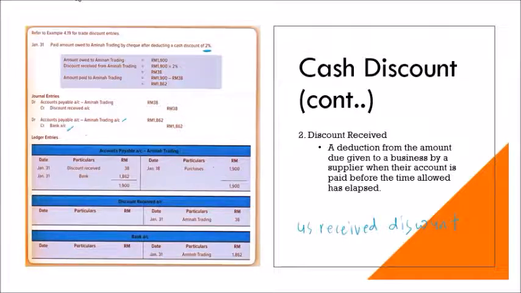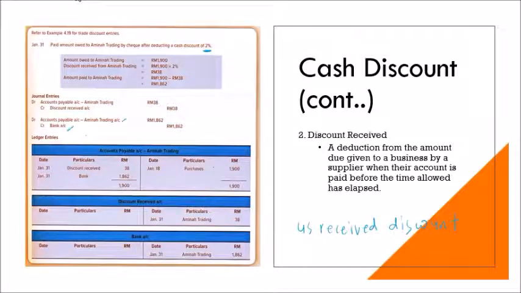So how many ledgers are present in this transaction? Three accounts are presented. The first is account payable for Aminah Trading. We record under 31 Jan discount received of 38 and the deduction of bank for 1,862. Whereas for the credit side, we record purchase of 1,900. This is the earlier transaction, the purchase that we made. Okay, so you can see that both sides are balanced. That is what accounting is. Both sides need to be balanced.